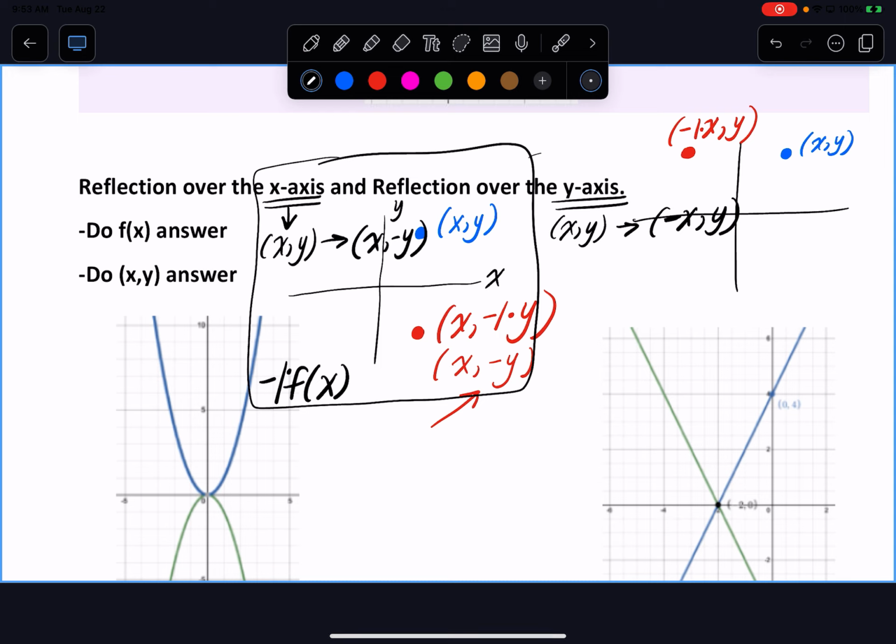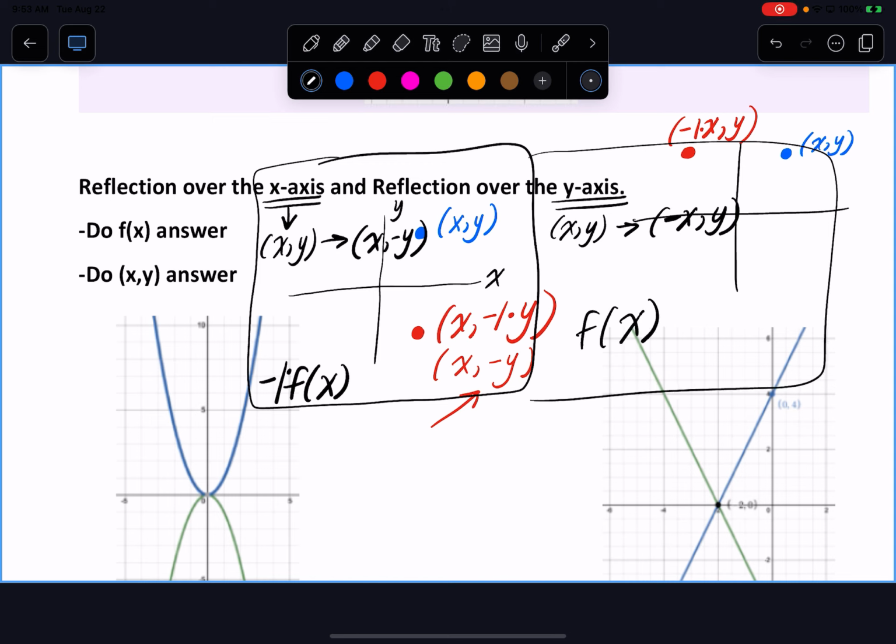And a reflection over the y-axis, the f of x answer is actually a negative inside with the x. Yes, that little dot on the negative, that's a times sign. So it would be negative 1 times f of x. Let me write that a little better. So that's just negative 1 f of x, right? We know it's times if they're right next to each other.